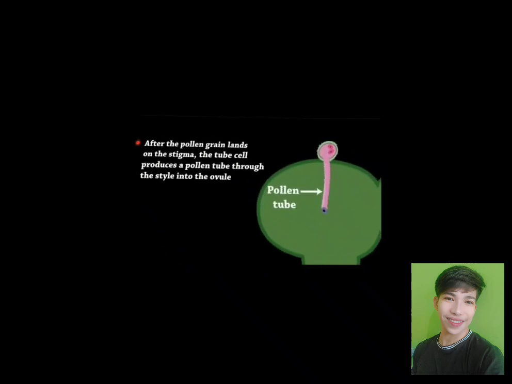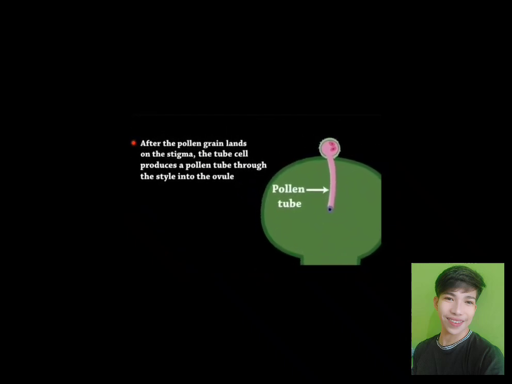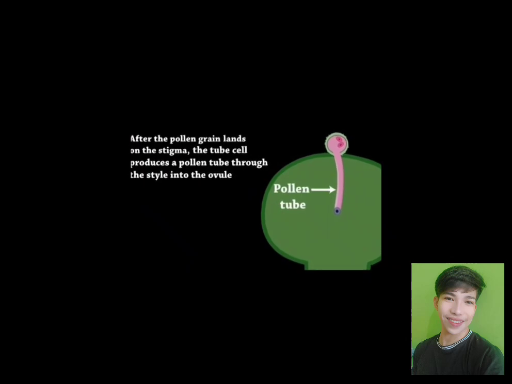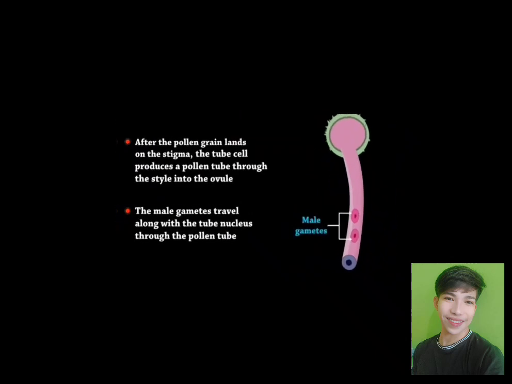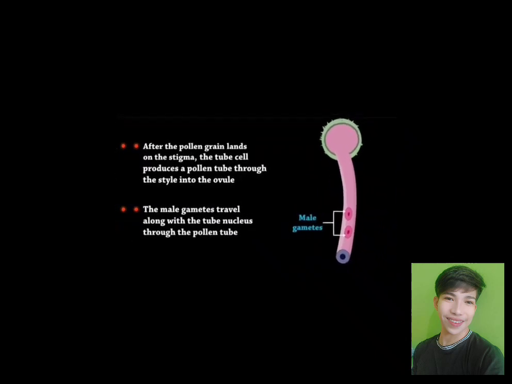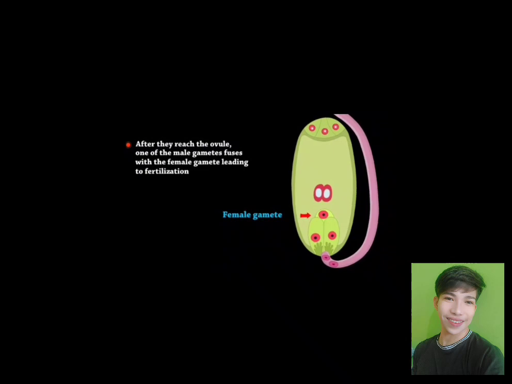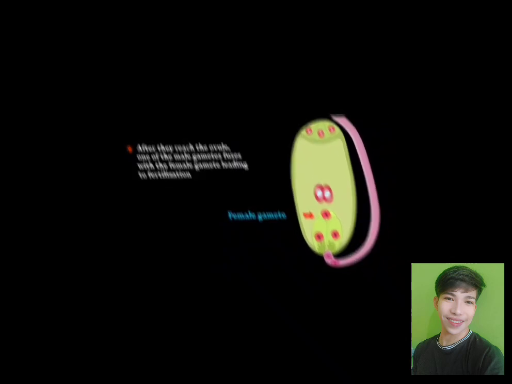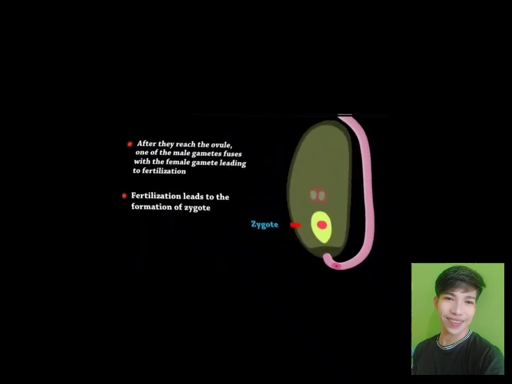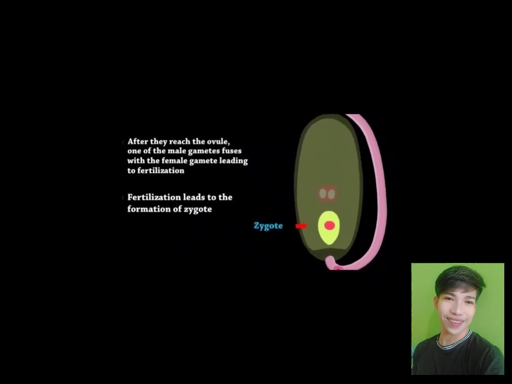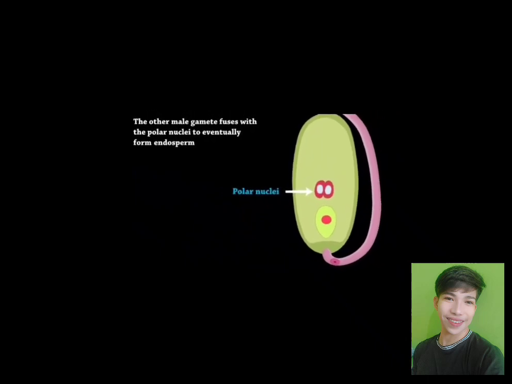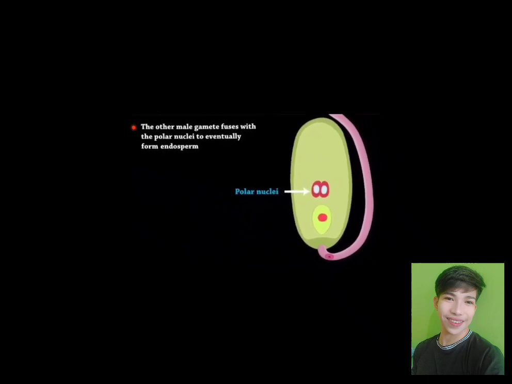After the pollen grain lands on the stigma, the tube cell produces a pollen tube through the style into the ovule. The male gametes travel along with the tube nucleus through the pollen tube. After they reach the ovule, one of the male gametes fuses with the female gamete, leading to fertilization. Fertilization leads to the formation of the zygote. The other male gamete fuses with the polar nuclei to eventually form endosperm.